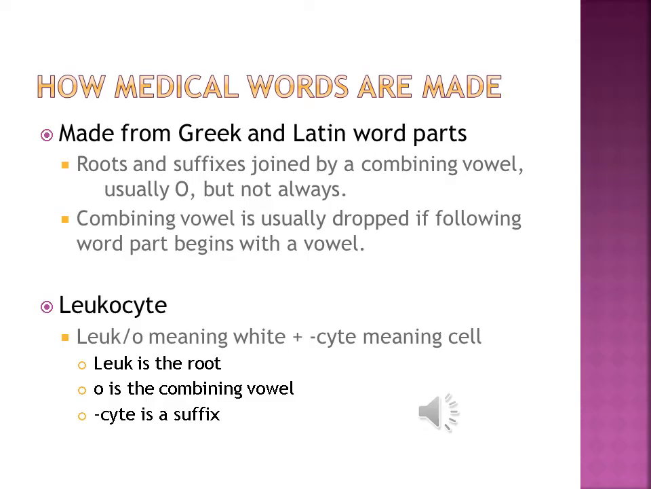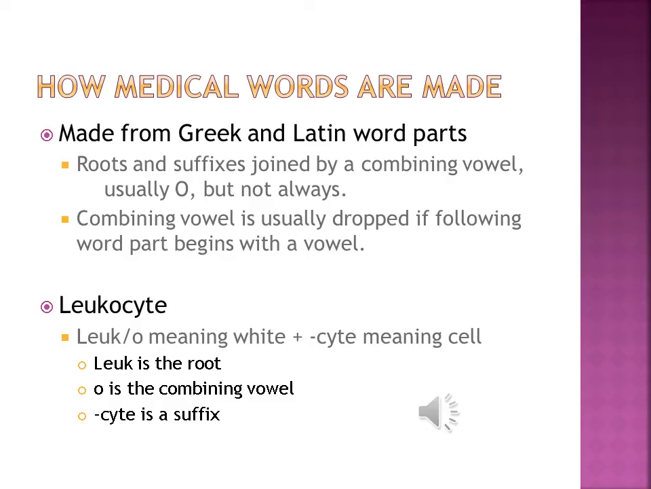The root of a term is joined to the rest of the term by a combining vowel, usually O, sometimes I, E, or A. Words can sometimes contain two or more roots. If the second root or a suffix begins with a vowel, the combining vowel may be dropped, though there are some exceptions to this. The root of a word plus the vowel is called the combining form.